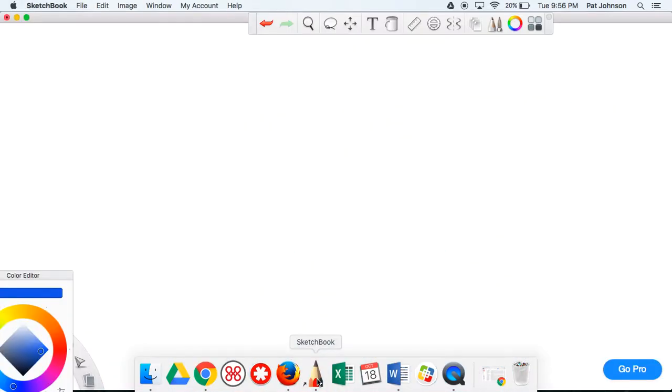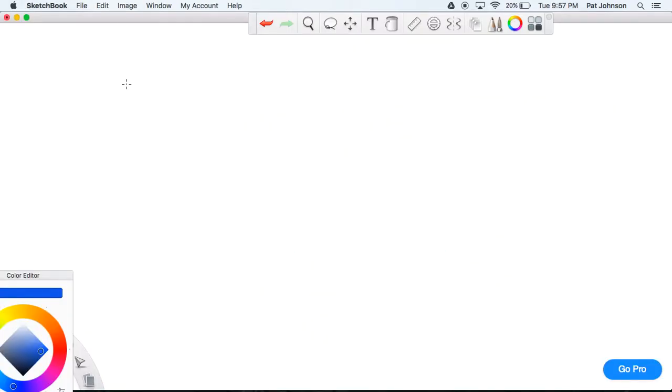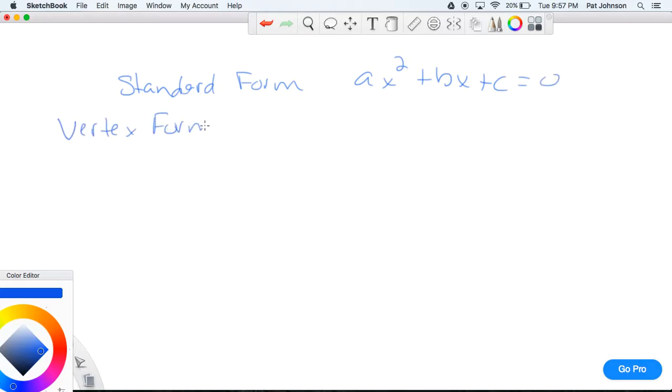So let's start with standard form. What is standard form of a quadratic equation? Standard form is simply ax squared plus bx plus c equals 0. Vertex form is just like standard form and slope-intercept form, which is y equals mx plus b. It says y equals a times x minus h squared plus k.